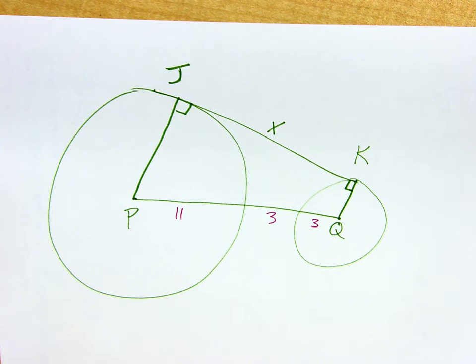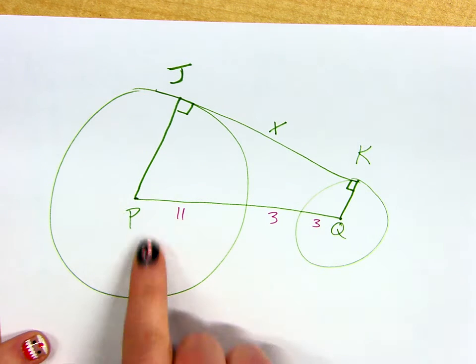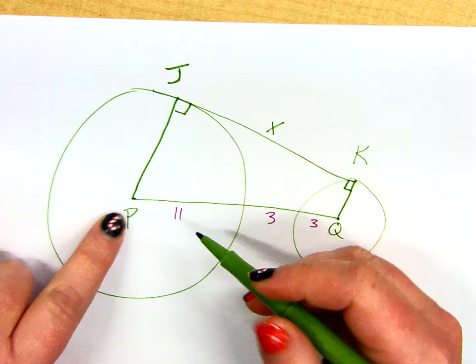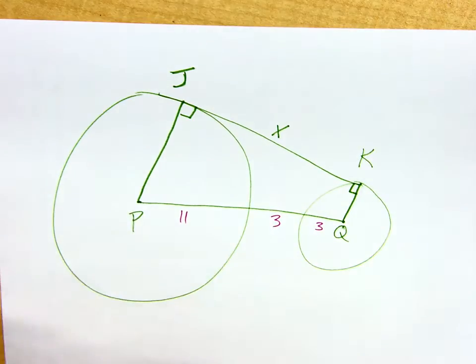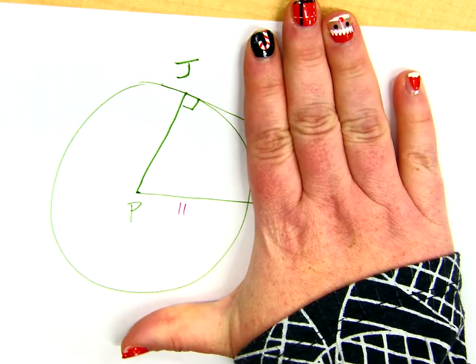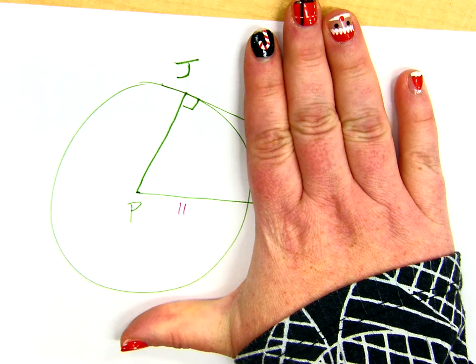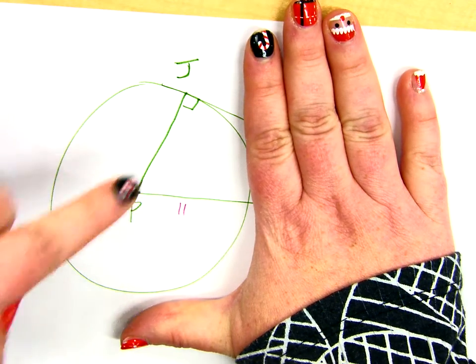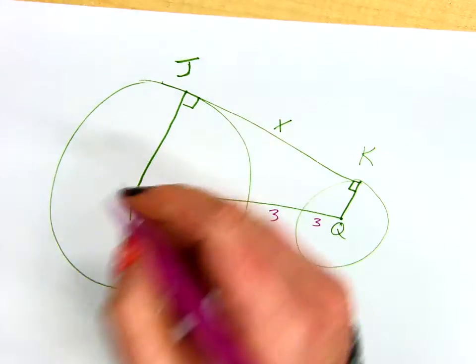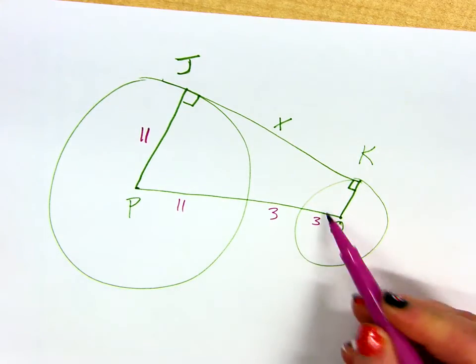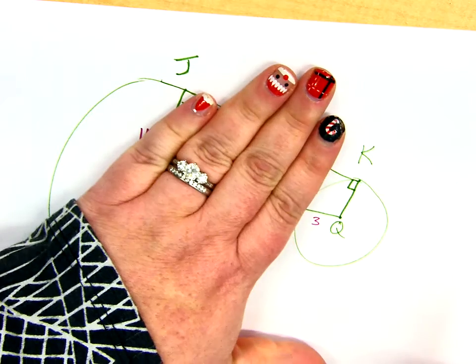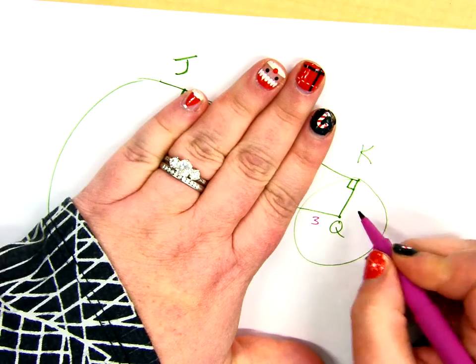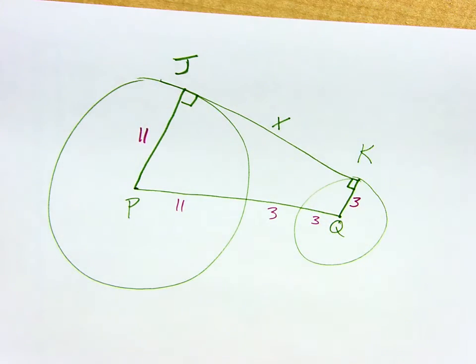Yes, Dakota. Right. Yes. So see how this radius, let me cover that up. Isn't that a radius of that circle? And that's 11. So doesn't JP also have to be 11? Every single radius in this circle is going to be 11. So that's helpful. And the same thing happens over here, right? That radius is 3. So then so is QK, right? Every radius is going to be congruent in the same circle.